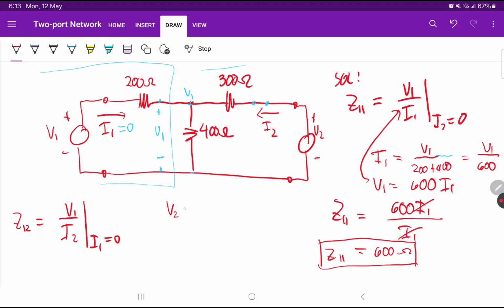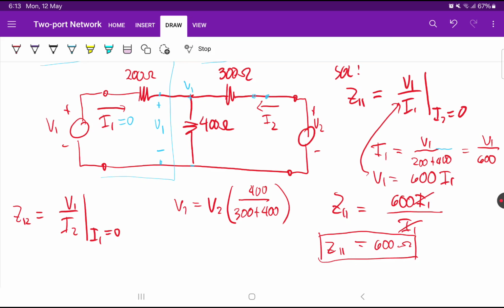So V2 is just equal to V1, which is the voltage across... or let me replace this one. V1 will be just equal to V2 multiplied by 400 divided by 300 plus 400. That's the voltage divider. That's the relationship between V1 and V2. We don't want V2, but we can relate V2 with I2.